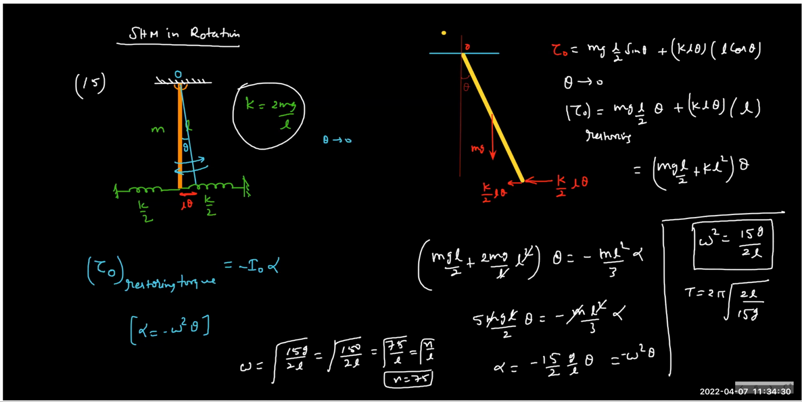What is the net torque? K L by 2 theta into L by 2 into whole 2, because we have two such springs. And net torque equals I alpha. What is I here? What is the moment of inertia?